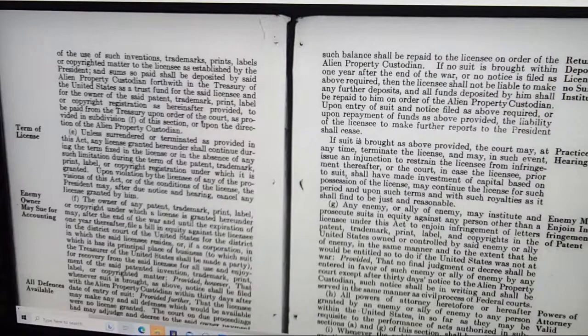Term of license. E. Unless surrendered or terminated as provided in this act, any license granted hereunder shall continue during the term fixed in the license, or in the absence of any such limitation during the term of the patent, trademark, print, label, or copyrighted registration under which it is granted. Upon violation by the licensee of any of the provisions of this act or of the conditions of the license, the President may, after due notice and hearing, cancel any license granted by him.